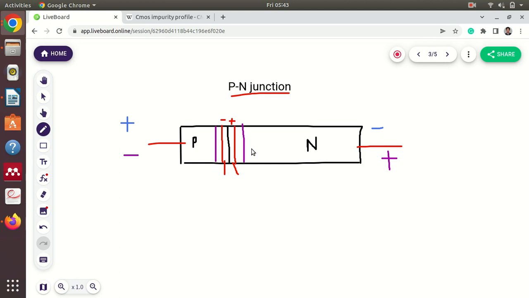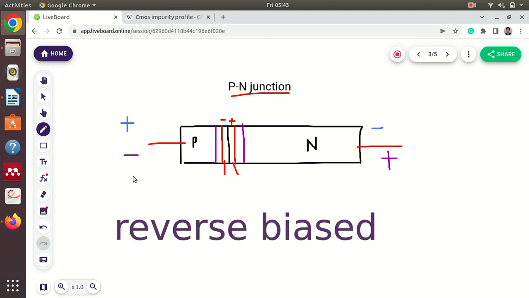Because of the increased width, the electrons cannot pass in this configuration, where p is attached to the negative terminal and n is attached to the positive terminal. This positive and negative are for the battery. In this case we call it a reverse biased PN junction diode.